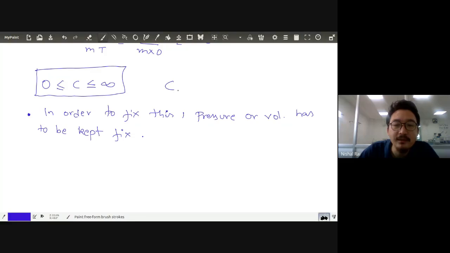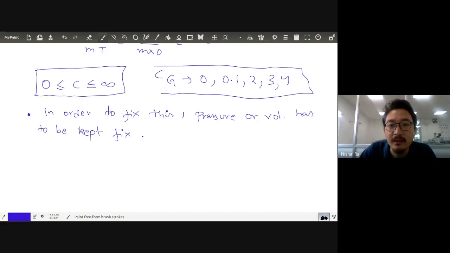Now, do you understand why this is a problem? For any gas, let's say for this gas, sometimes you will get its value to be 0, sometimes 0.1, sometimes 2, sometimes 3. For different conditions, you'll get different values of specific heat. Clear?